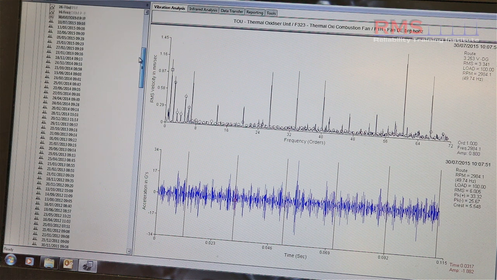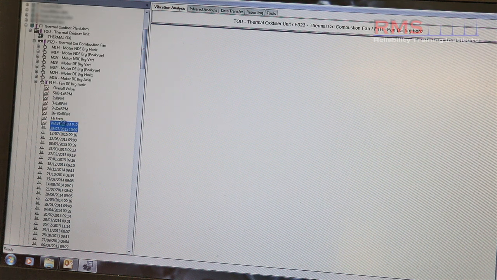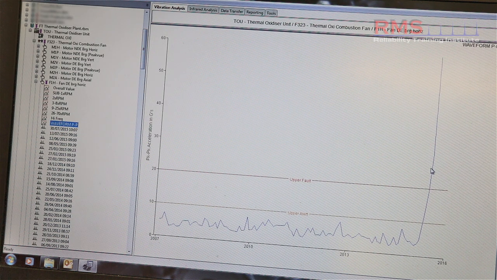Let's just look at that on its own. So there you can see that is the waveform peak to peak trend, what we've just looked at, and that is obviously increasing. So what is the exact fault on this machine?